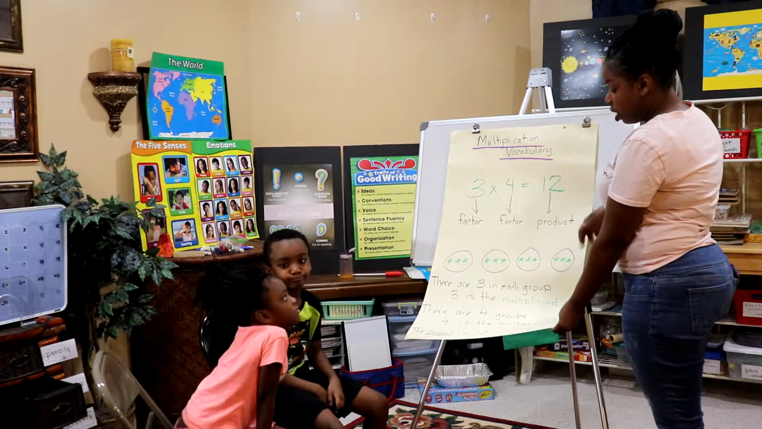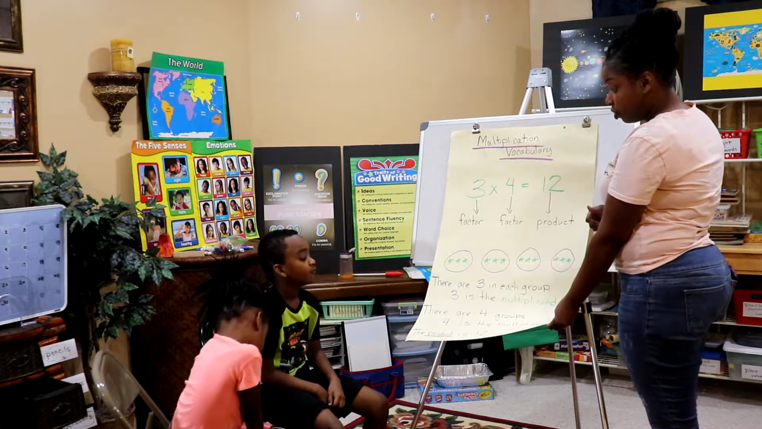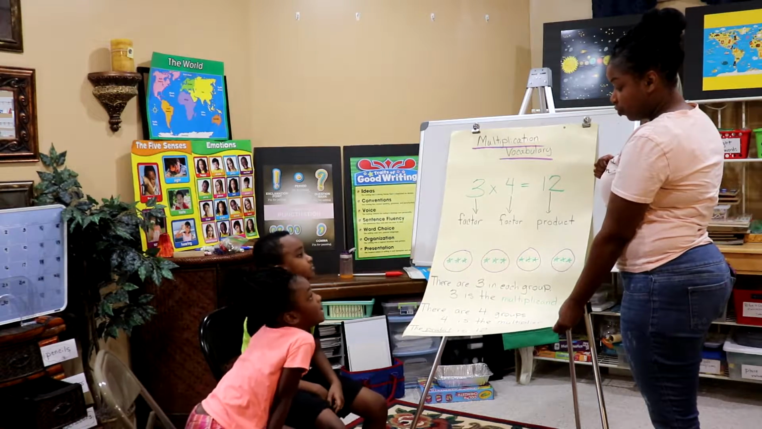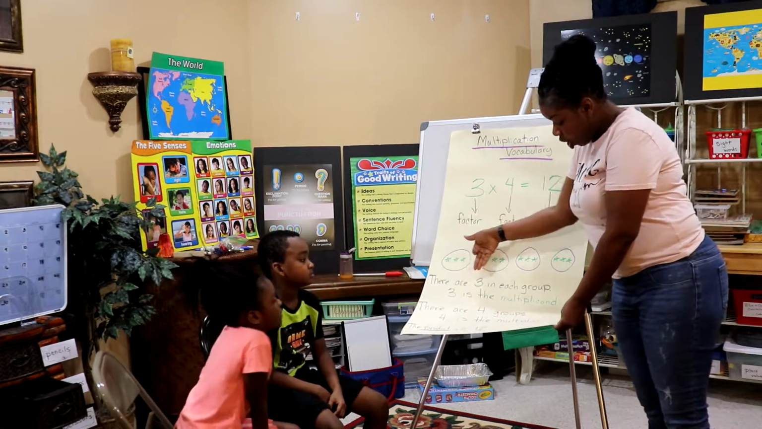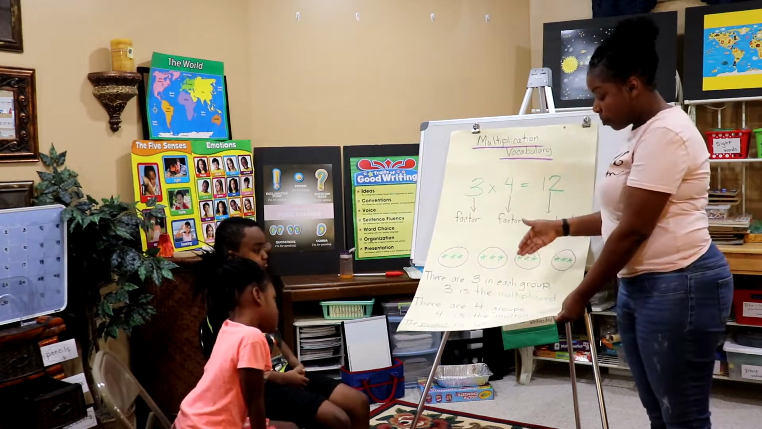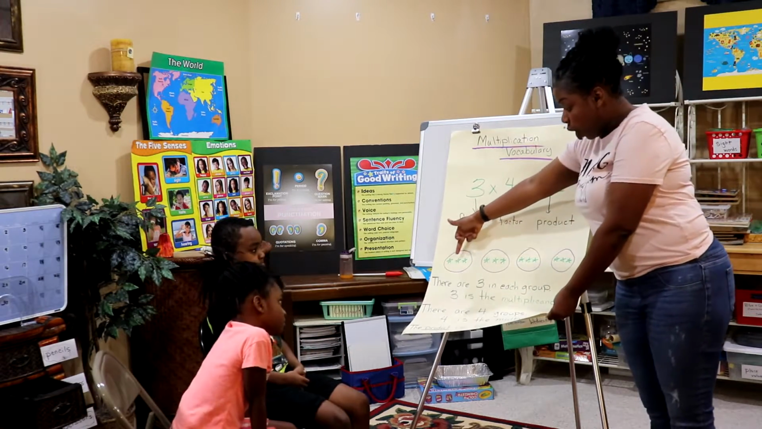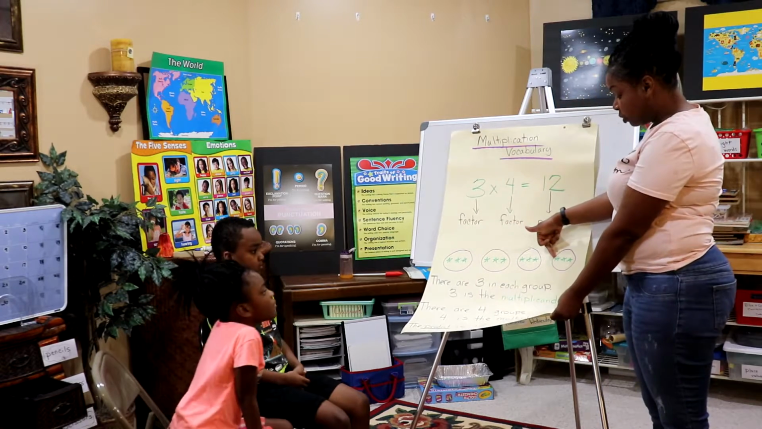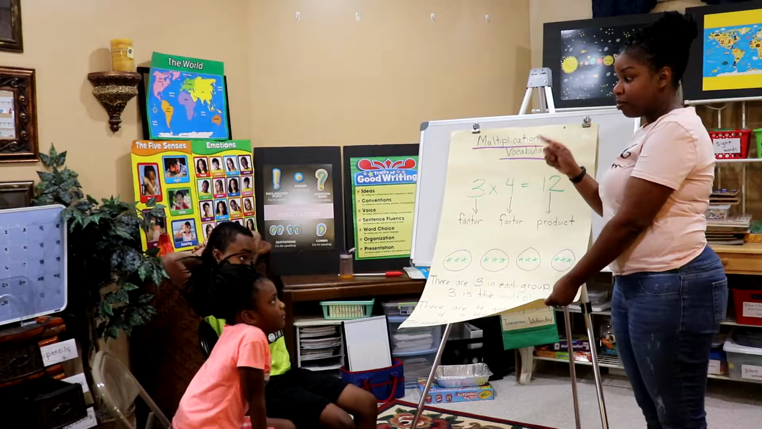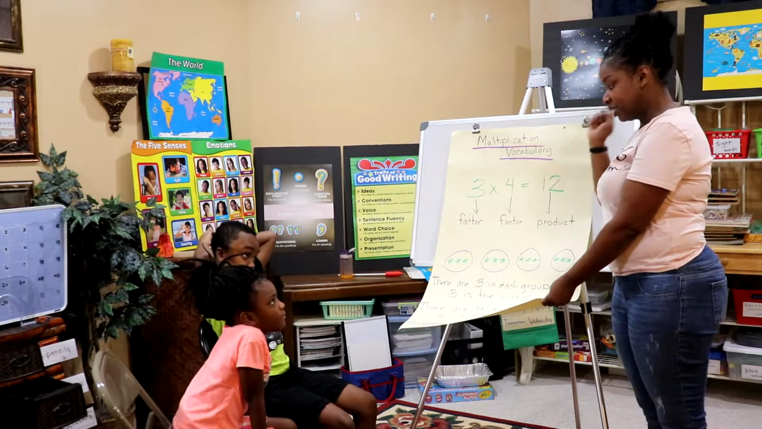Sit still. All right, so how many groups do we have? 4. How many inside of each group? 3. So there are 3 in each group. We just said that. 3 is the multiplicand. So multiplicand, multiplicand. It's almost like saying, yes, I can be multiplied. Multiplicand, can I multiply? Yes.